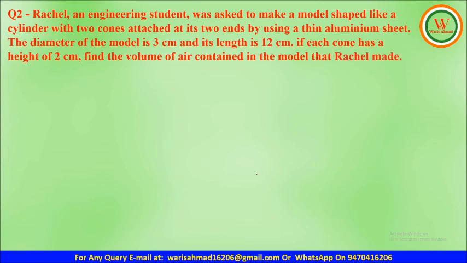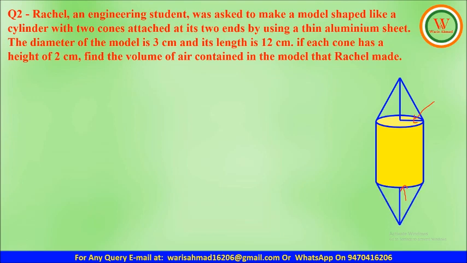So here in this question it is given that the engineering student was asked to make a model shaped like a cylinder with two cones attached at its two ends. So first of all we have to consider the cylindrical part of the model. At its two ends, the first end is at the top while the second end is at the bottom. Two cones are attached, so the first cone will be at the top, the second cone will be at the bottom.